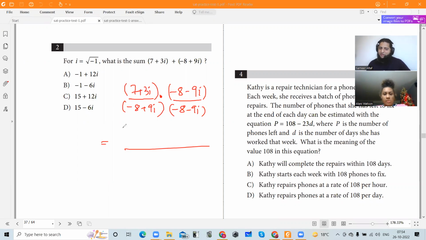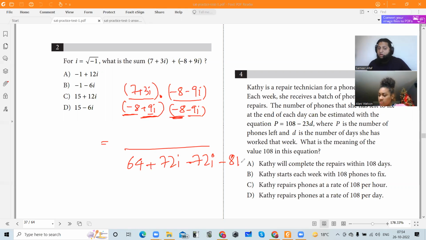Exactly. You have to do the same thing for the denominator as you did for the numerator. You multiply the two things in the same way. -8 times -8 will be +64. -8 times -9i will be +72i. +9i times -8 will be -72i, because they're having i there.